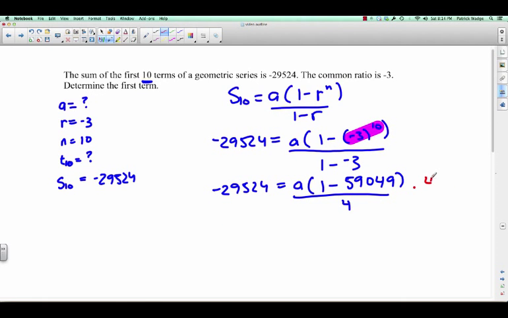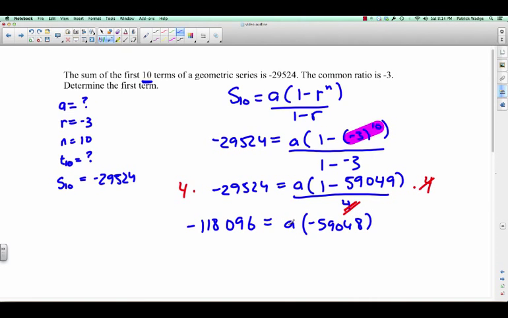Why don't we multiply both sides by 4 now? Because in doing that, we get rid of that 4 on the bottom here. So on the left-hand side, we have 4 times negative 29,524, which equals negative 118,096. And on this side, we can also do this. 1 take away 59,049 equals negative 59,048.